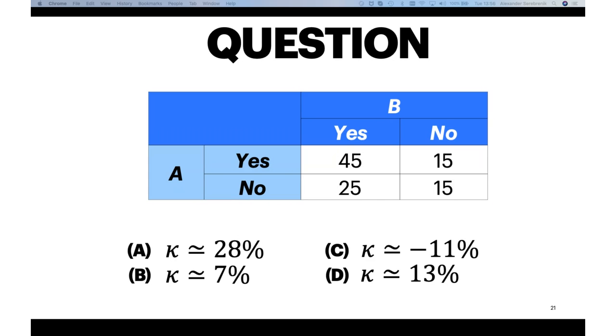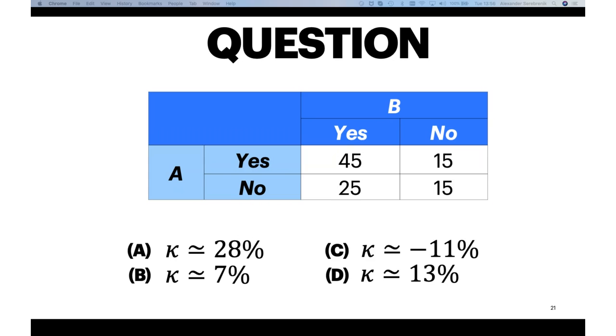Okay, so we got several results. It seems that there is a disagreement here. 3 people think that the answer is D, 13%, 2 persons think that it's answer A, 28%, and 1 person thinks that it's answer B, 7%. So let's count together.